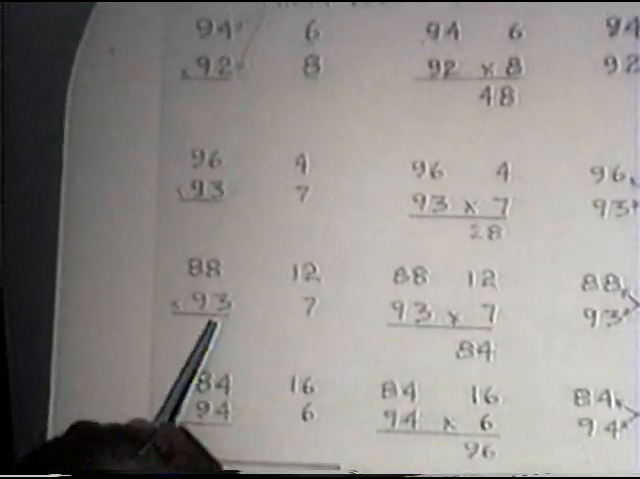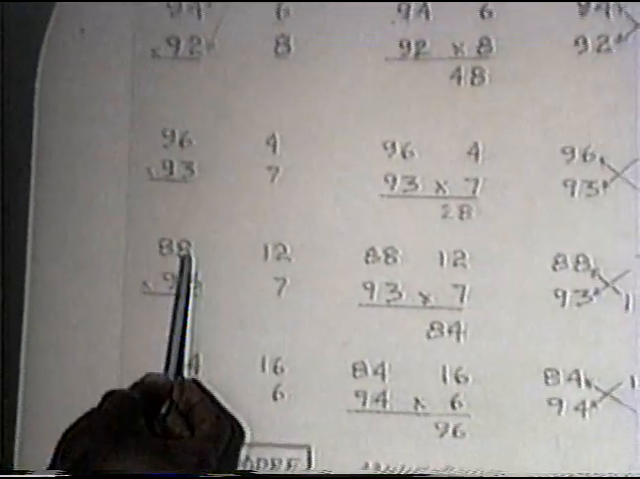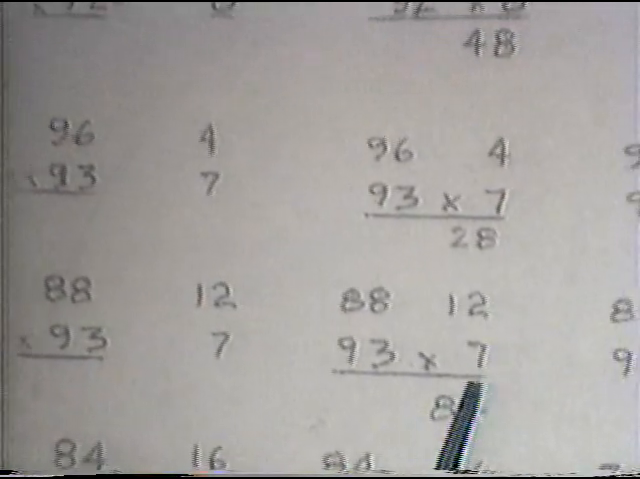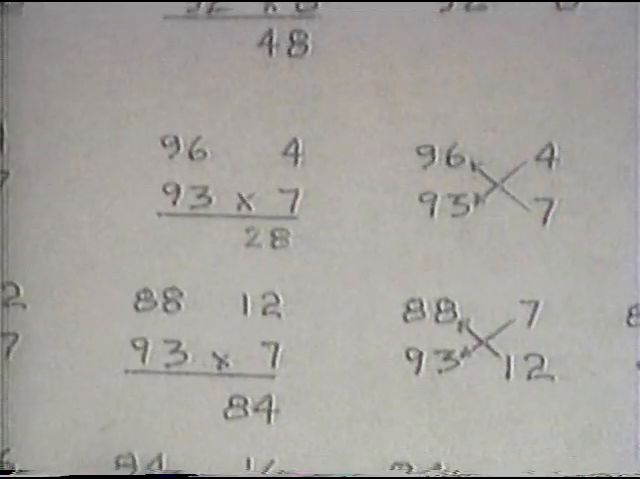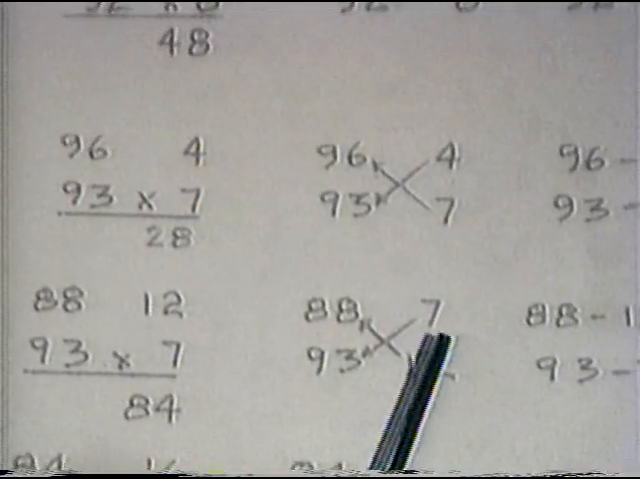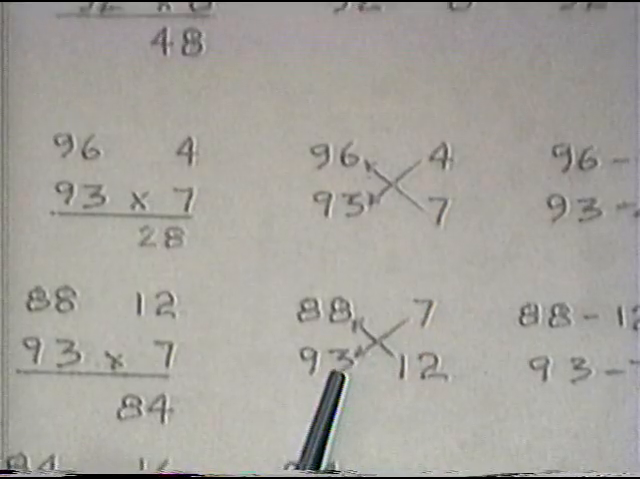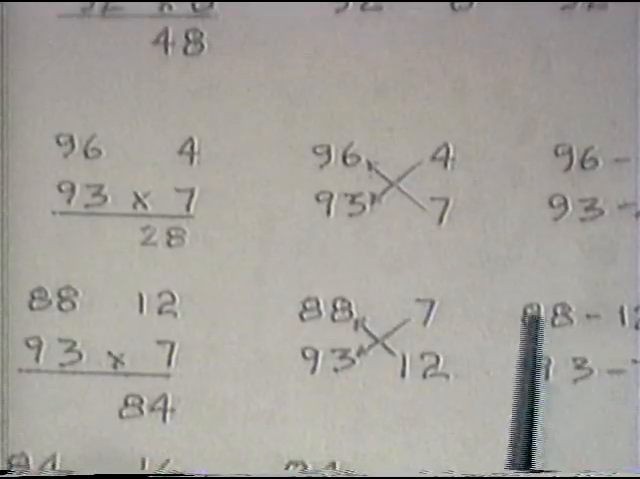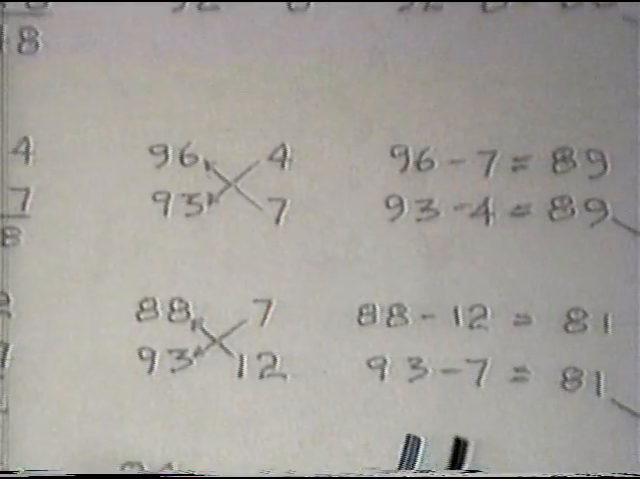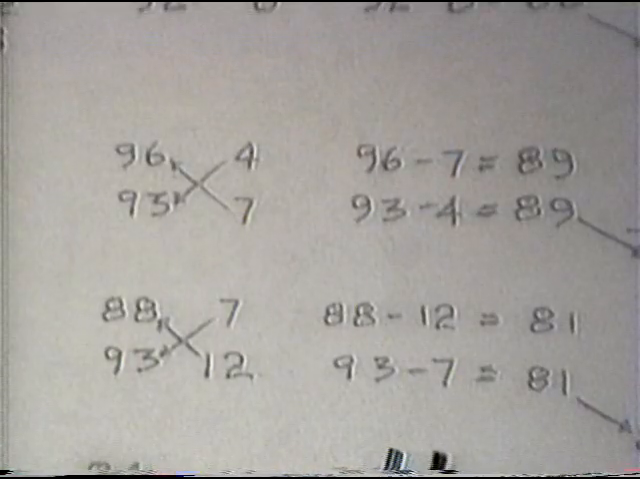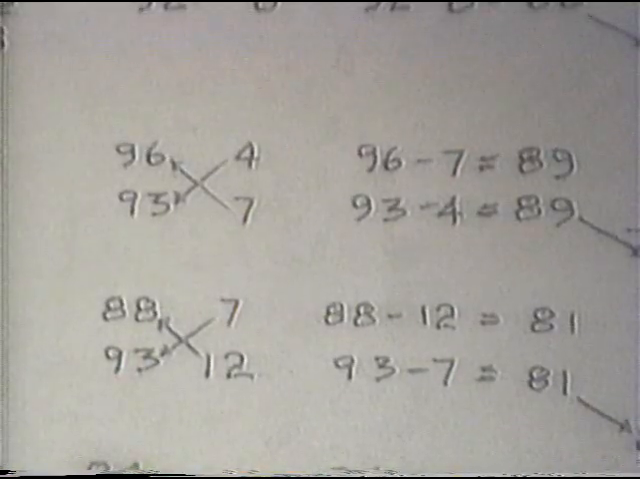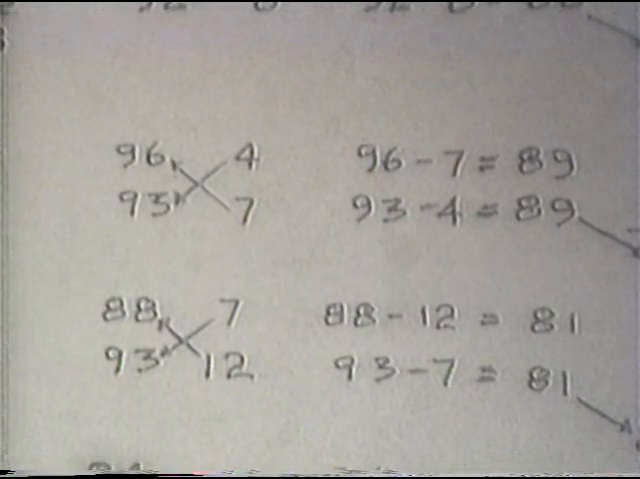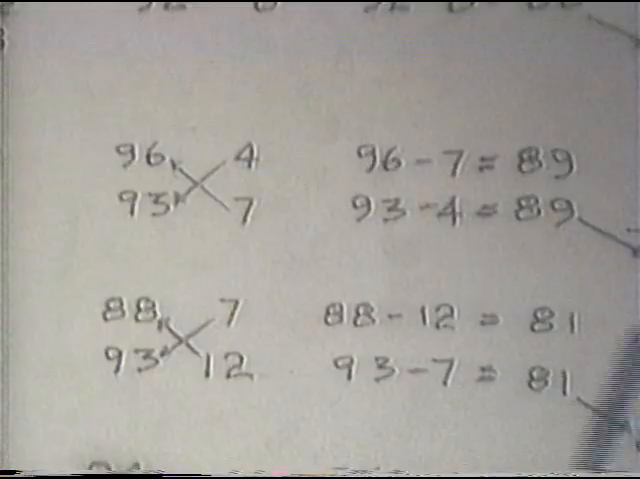Complementary multiplication, 93 times 88. How far is 88 from 100? 12. How far is 93 from 100? 7. 7 times 12 is 84. Next, in the third step, we cross subtract: 7 from 88 and 12 from 93. 12 from 88 is... Do you have it? Do you see it? I hope you're following all of this. Now look at this. What are we going to do here? We're going to do 7 times 12, which is 84.